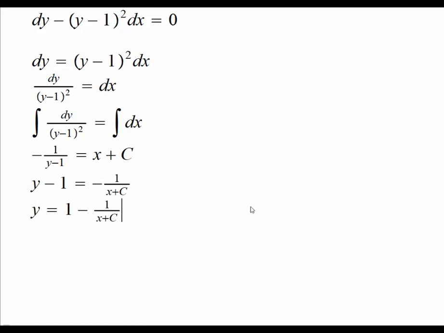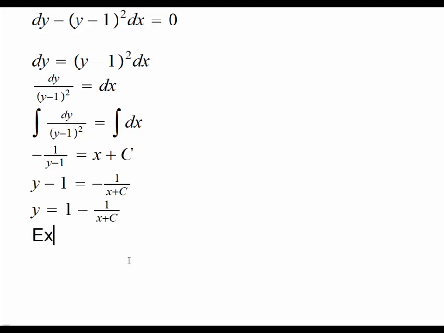Y equals 1 minus 1 over x plus c, and c will depend on more information, in this case, say, on the initial condition. One way to describe an initial condition is the value of y at x equals 0. So we will take those up in another example.